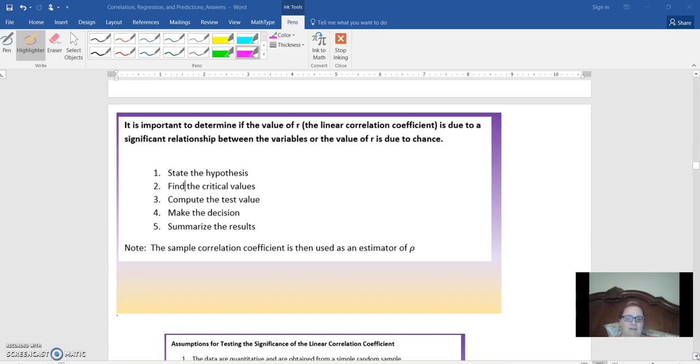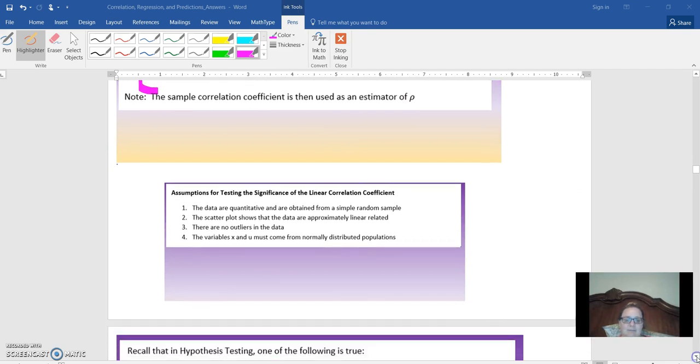Once we determine the R value, we need to see how significant that relationship is. And to determine how significant that relationship is, we're going to do some hypothesis testing. All right. So we're bringing everything together that we've learned. Some assumptions: the data is quantitative. Right? Remember that's when we use the t-test.